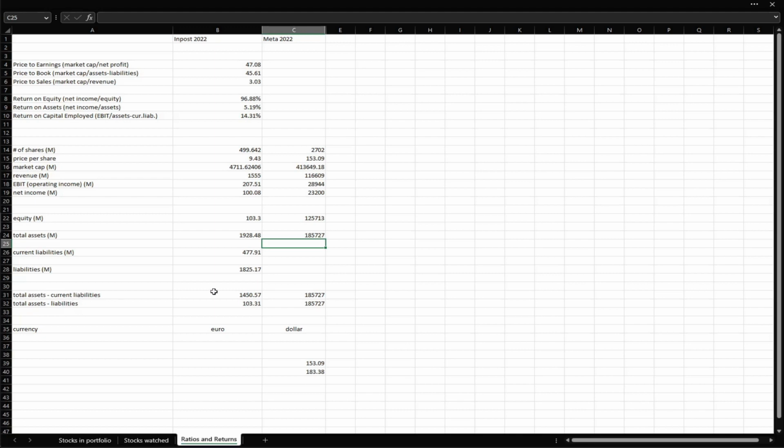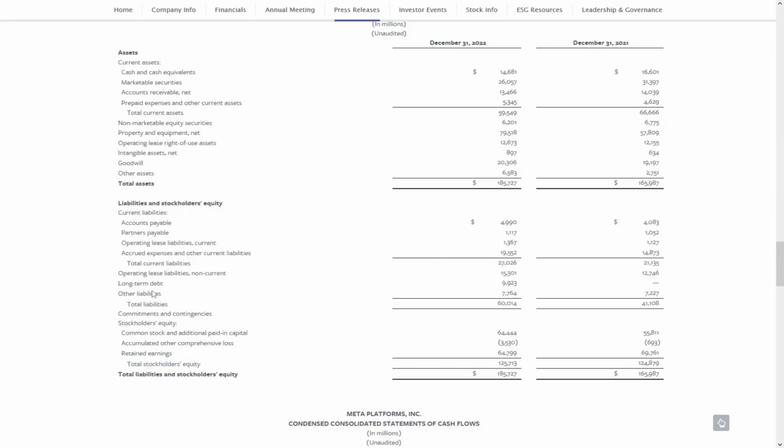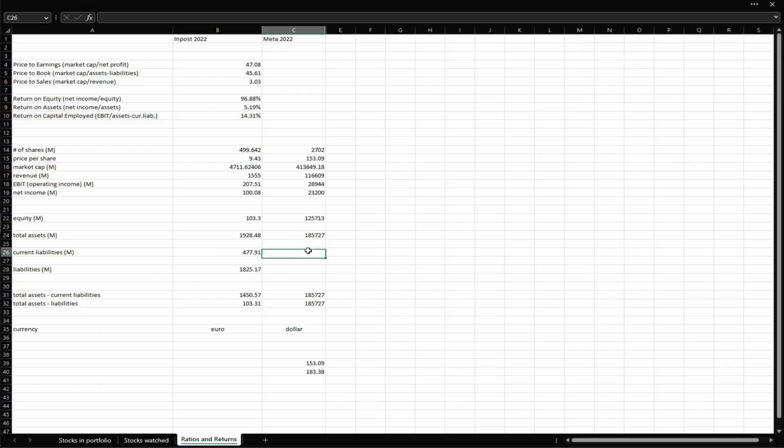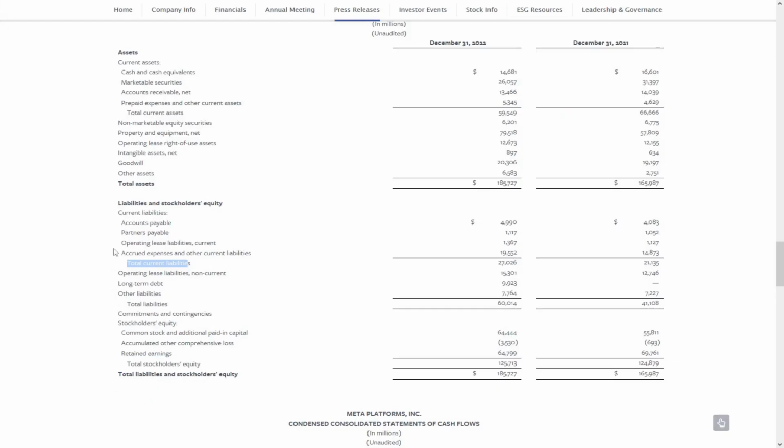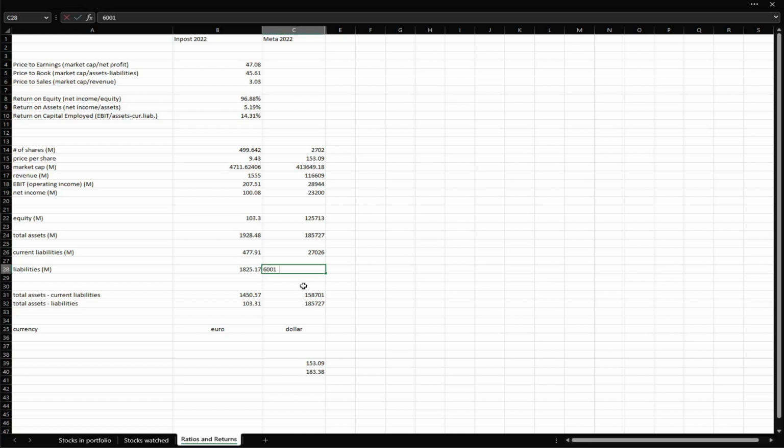total assets and current liabilities, but it also calculated the difference between total assets and liabilities. Basically it shows us total assets only because we don't have any liabilities put here. So current liabilities first, or maybe total. We'll see what we get there. Liabilities are, there you go, total current liabilities. That is 27,026. And liabilities, which is total liabilities. There you go, right here. Total liabilities 60,014. So now we've got all the numbers necessary.